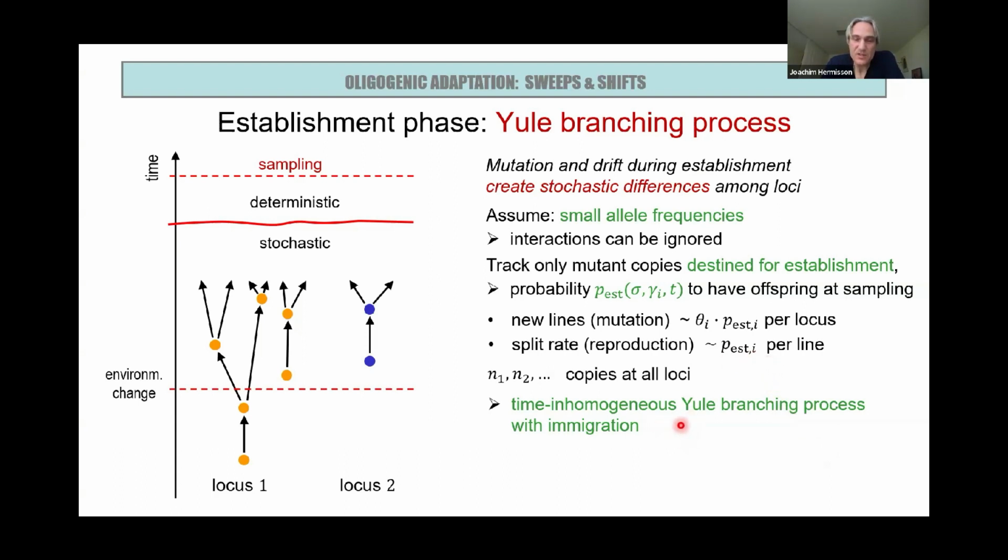Immigration is the mathematical term for it. Here the immigration is done by the mutation process. This generates new lineages out of nothing.